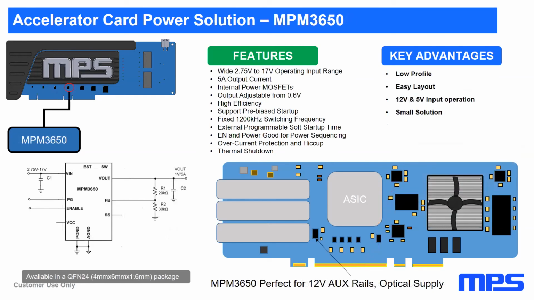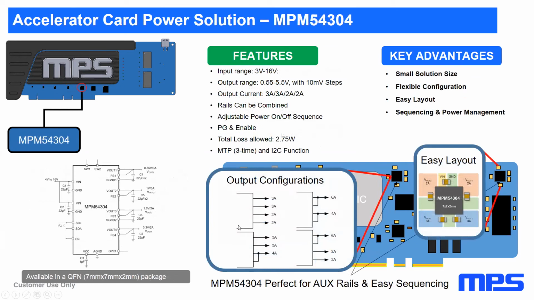Looking to our 3650, this is a higher current solution, looking at 6 amps of current, and great for optical supply power, as well as some aux power. And then one of our key featured devices is our MPM82504. This is a quad output device. It's a PMIC device that has 4 rails.